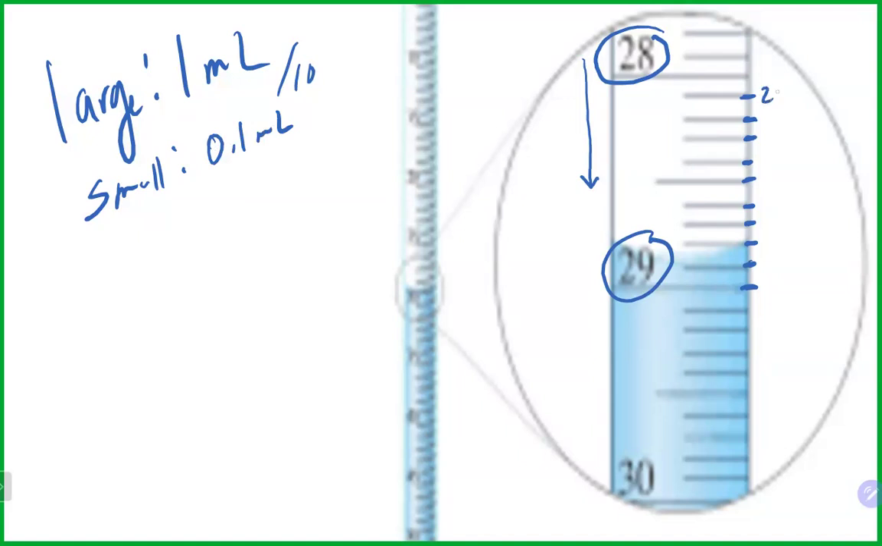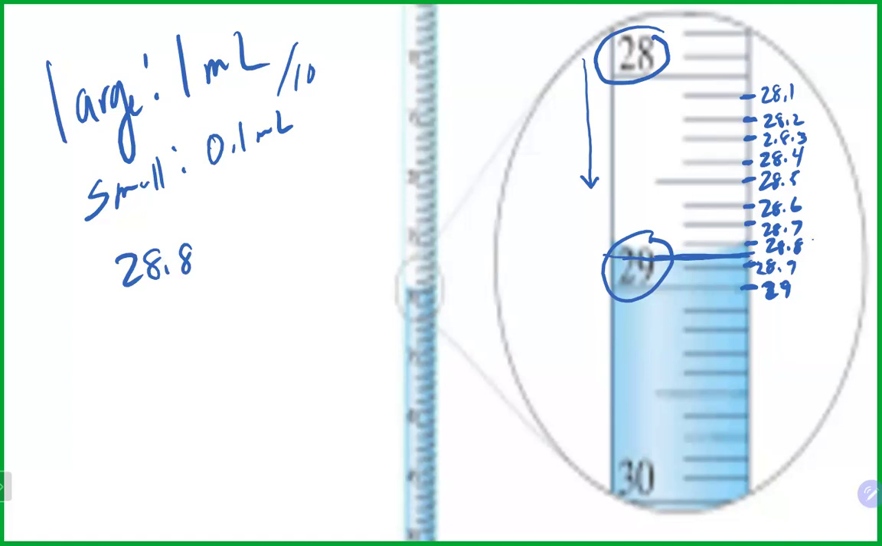So this would be 28.1, 28.2, 28.3, 28.4, 28.5, 28.6, 28.7, 28.8, 28.9, and 30, 29 there. So if we look at our meniscus, it's in this area-ish, I think, the bottom. So we can see that it is at least 28.8. And those are the certain numbers, right?